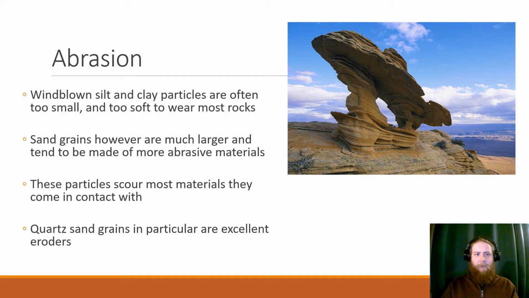Abrasion. These windblown silt and clay particles have energy, and even though a lot of times silt and clay are too small to wear down rocks, things like sands that are a little bit bigger can have a little more effect. Silt and clays usually are more like polishing. They will make things smoother. Sand grains are able to be very abrasive. They can rip away big chunks of rock, and they can really scour these surfaces. And a lot of sands, these materials that have been worn down over and over again, turn into quartz sand grains, which are really, really small.